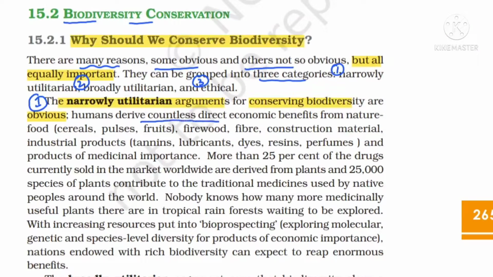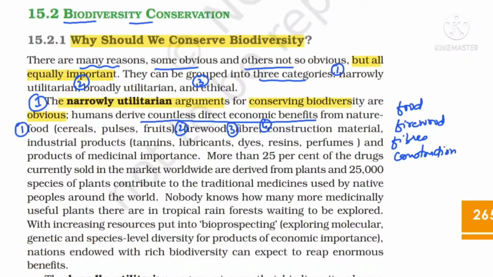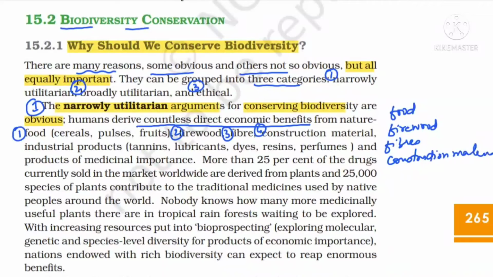So we are getting countless direct economic benefit from nature. For example, number one, we are getting food. Number two, we are getting firewood. Number three, we are getting fibers. Number four, we are getting construction material. This is the way, if you make a list, it will help you to learn the topic better.